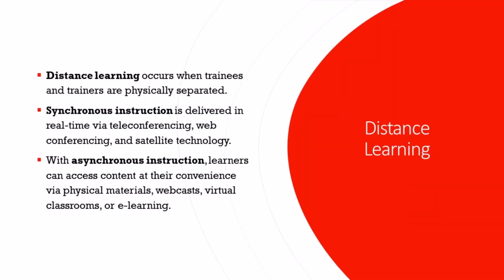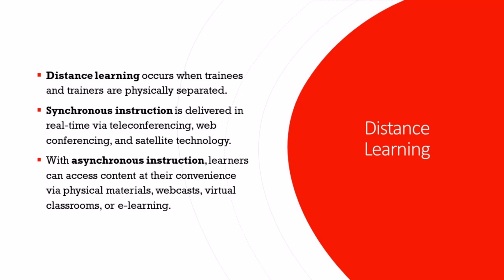E-learning is one of the methods used by distance learning, which is popular with companies whose trainers and trainees are physically separated. But distance learning can be synchronous, and instruction can be delivered in real time. Using teleconferencing and web conferencing tools like Zoom and Skype for Business, trainees can ask and answer questions, respond to polls and quiz questions, and share files, all in real time.